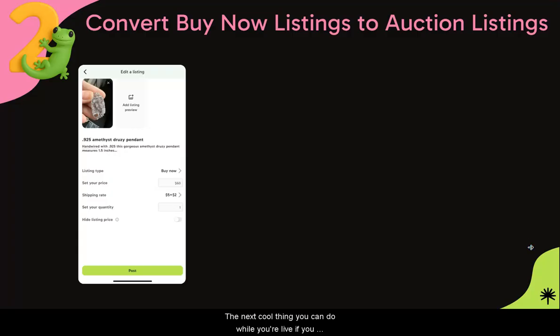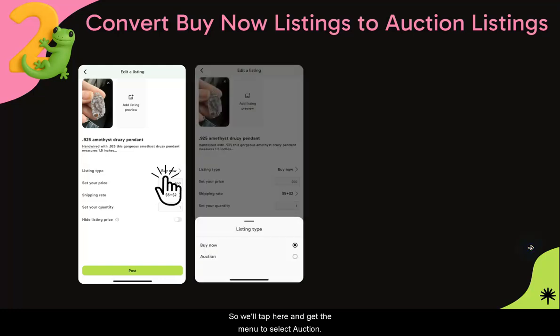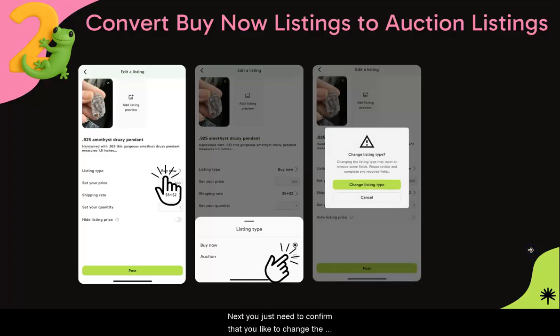The next cool thing you can do while you're live if you need to is convert a buy now listing into an auction listing, or an auction listing into a buy now. So on the edit a listing page under listing type, you can see that this item is currently a buy now item. So we'll tap here and get the menu to select auction. Next, you just need to confirm that you like to change the listing type by tapping here on change listing type.